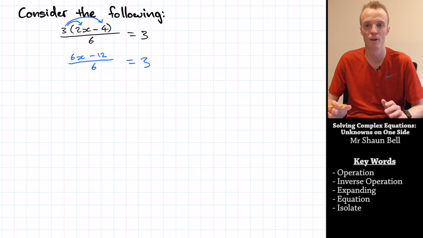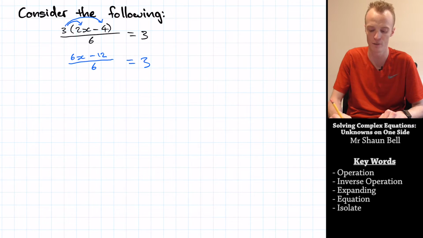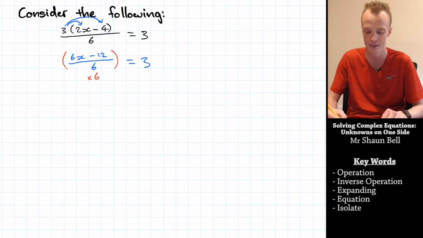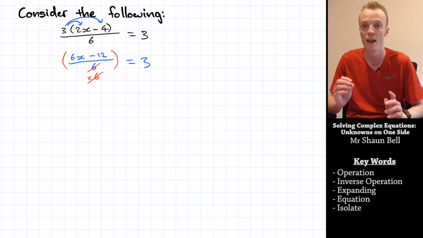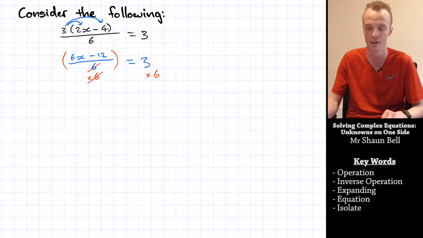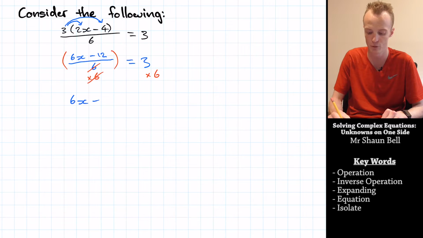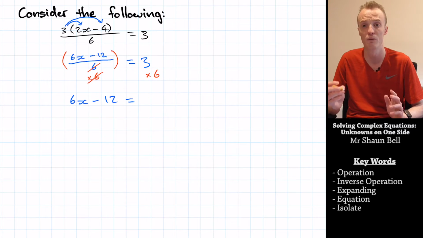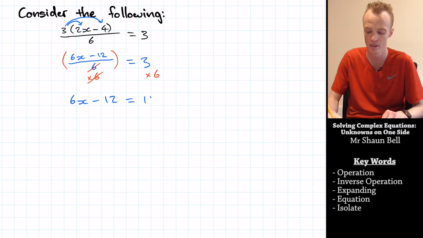Now we've removed the brackets from the problem, let's isolate that x value. To do that, I need to perform the inverse of what's going on that side. Now the last thing I would normally do is to divide by 6. The inverse of division is multiplication. So I need to multiply this whole side here by 6, which will cancel this out. However, whatever I do to one side of the equation to keep it balanced, I must do to the other side of the equation. So I must multiply the right-hand side by 6. When I do this, on the left-hand side, I'm left with 6x subtract 12 is equal to the right-hand side of 3 times 6, which is 18.